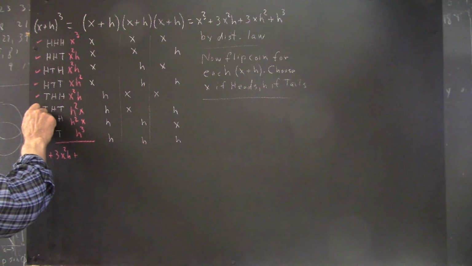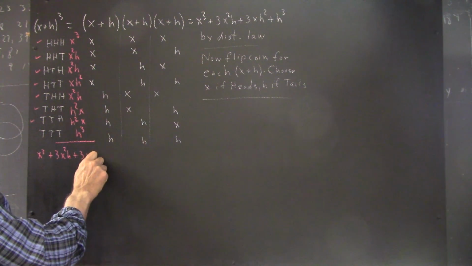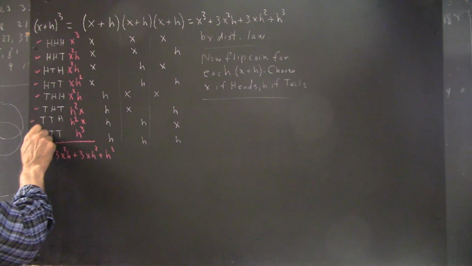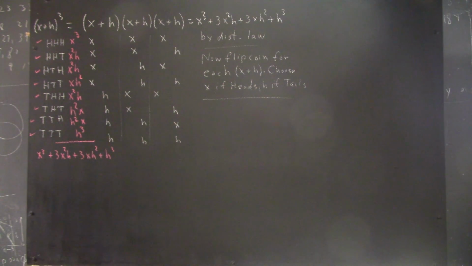Same thing, so we can check these three off and say that we've got 3xh squared, leaving us only this h cubed here. Now we've got all 8 possibilities checked off.